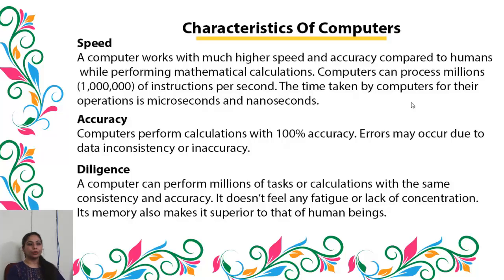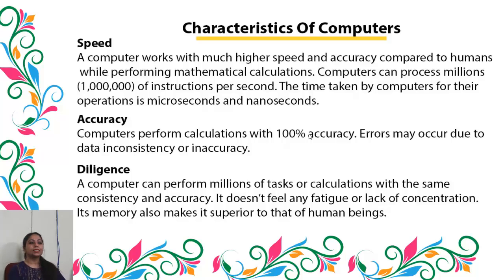Next is accuracy. Computer performs calculation with 100% accuracy. Errors may occur due to data inconsistency or inaccuracy. See, if the instruction provided to the computer is faulty, or inaccurate or having some error, the result that the computer gives you will contain the error. But if the data is correct, the calculation performed by a computer system would be 100% accurate.